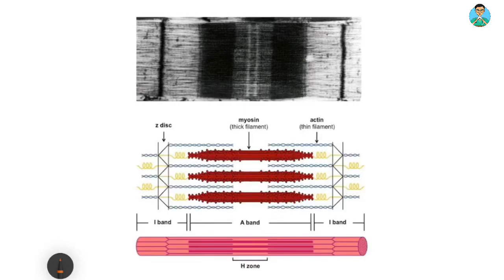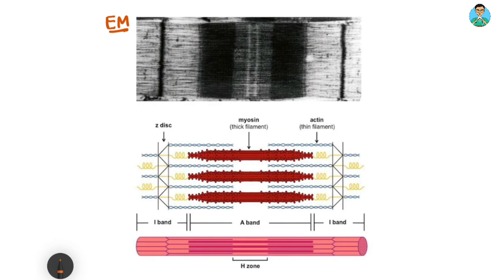Over here, this image represents a sarcomere, which is the smallest functional unit of a striated muscle tissue. Over here, this is the electron microscopic view of a sarcomere that you can see. It basically looks like a woven cloth which has alternate darker and brighter bands.